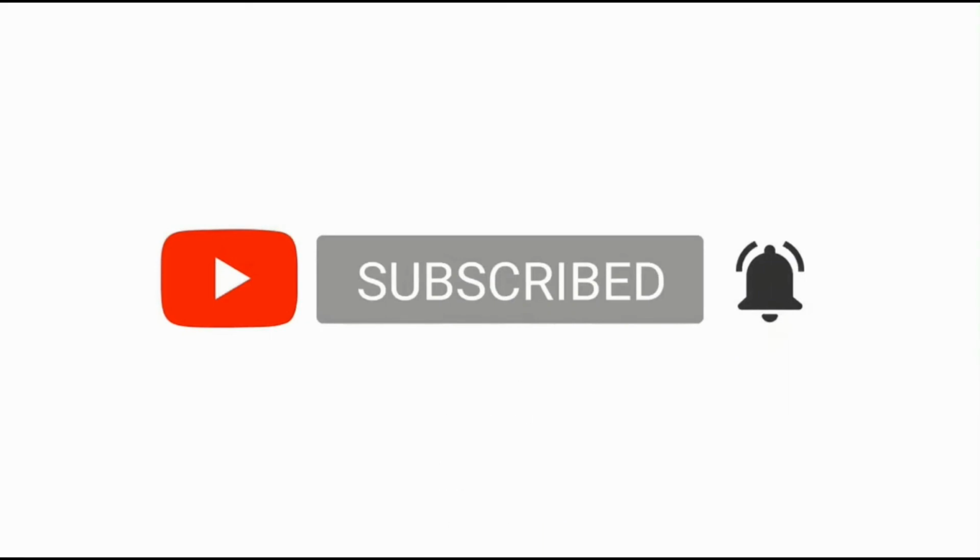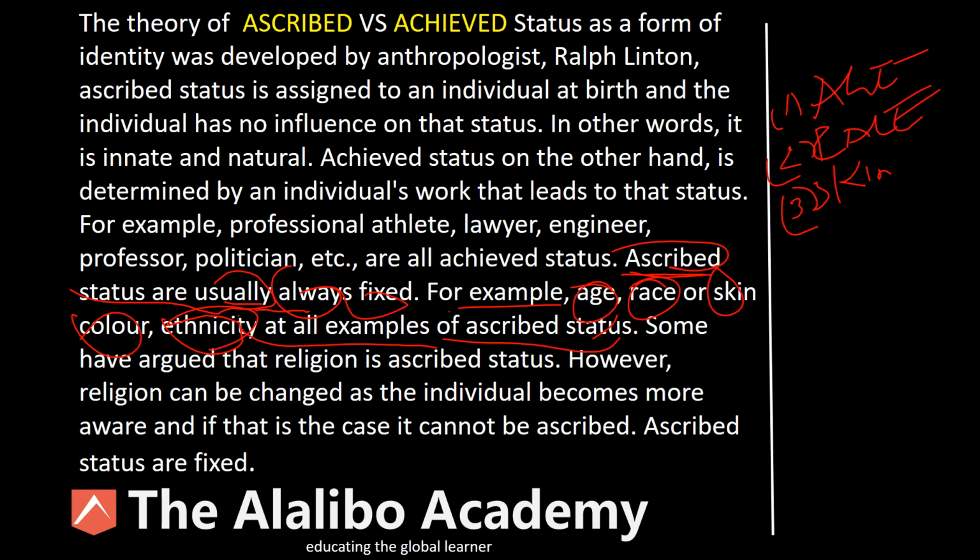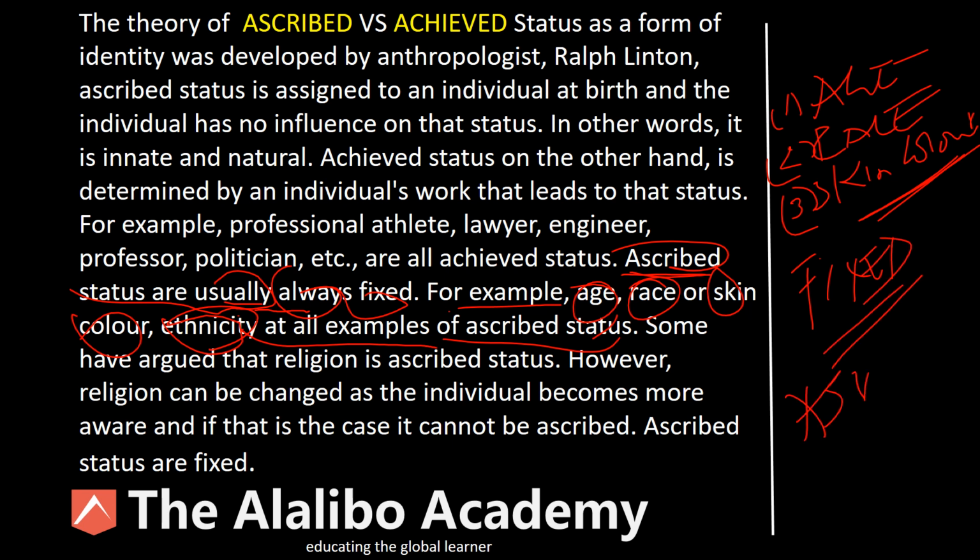And the skin color, well, you may try to change it by bleaching, but everybody knows who you are still. If you're a black person, everybody knows that you're still black. Even though you have changed your skin tone, that doesn't change who you are. You're still a black person. You're still of that race. So all of these are fixed and cannot be changed. That's why it's ascribed status. So it's important for us to take note of this. These are forms of identity in society.